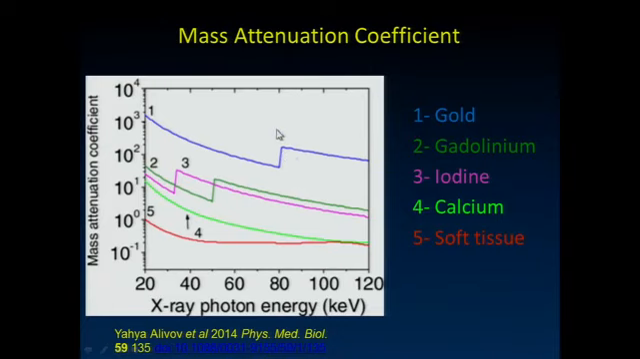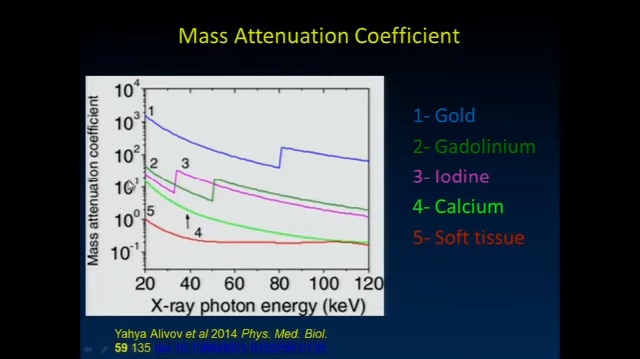Right, this is due to the photoelectric effect. This is the K-shell binding energy for gold. And so just above that energy, gold appears more highly attenuating to X-rays than it does to X-rays just below that energy. That's really kind of odd.